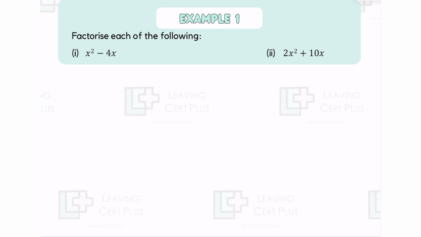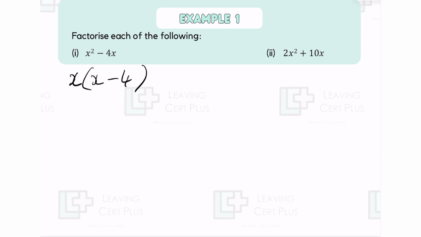So in this first part, we have to take out something that's common between x squared and minus 4x. So I'm thinking that x is common. Then we have to open a bracket and try and see, can we decide what x would multiply by to get x squared? So in this case, it would be another x. And then what would x multiply by to give minus 4x? And that would be minus 4.